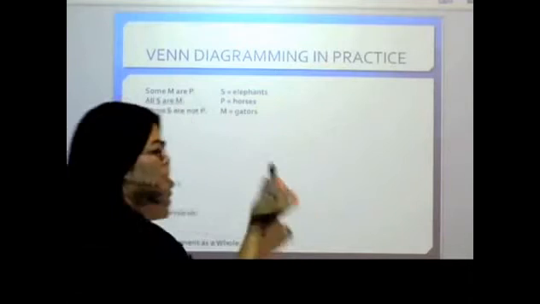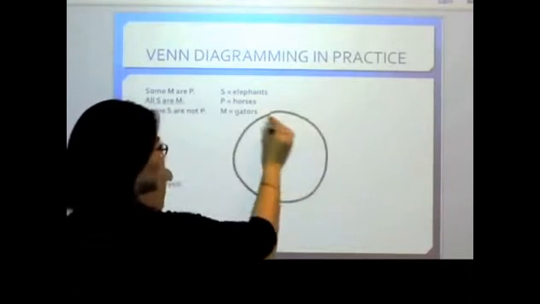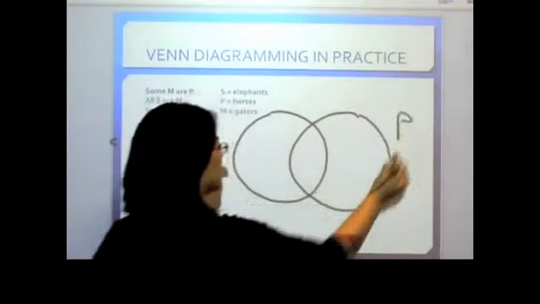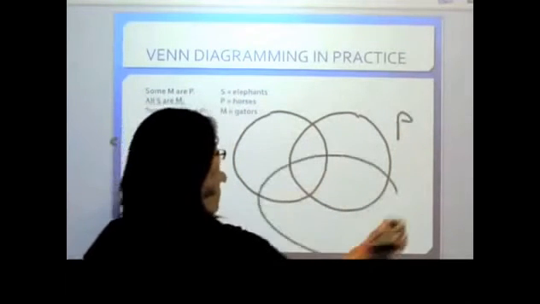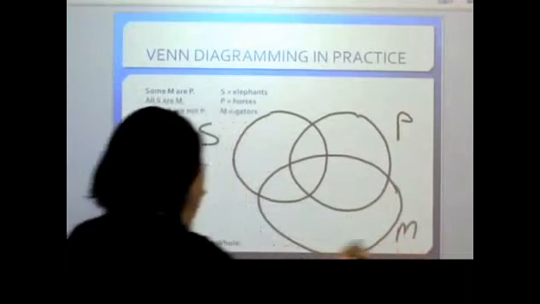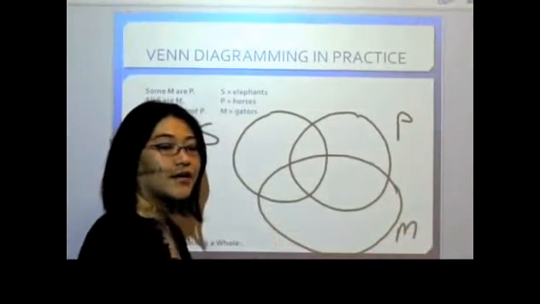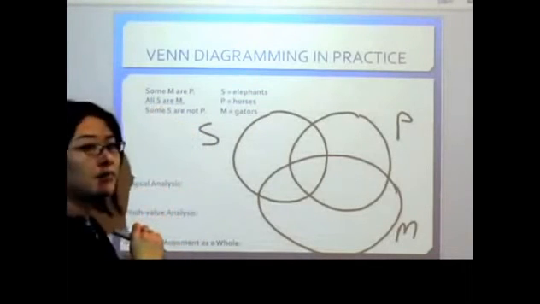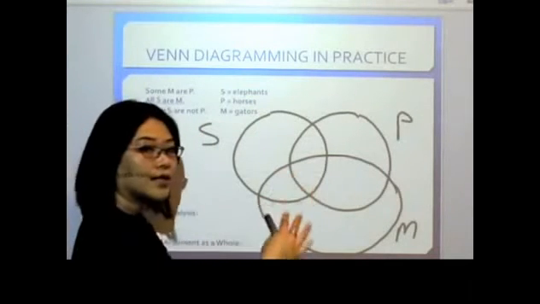Okay, so I'm going to use black ink this time. So here's our S circle, here's our P circle, and here's our M circle. I'll use black to do the shading, and then I'll use red to mark the X, okay? So all S are M, okay? Means that all the S's are M's.